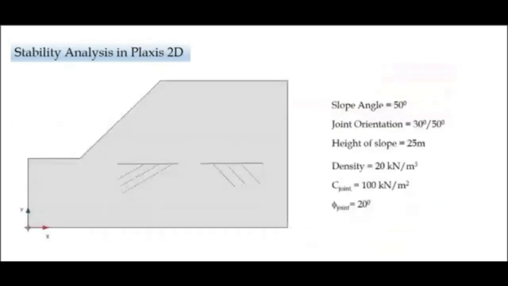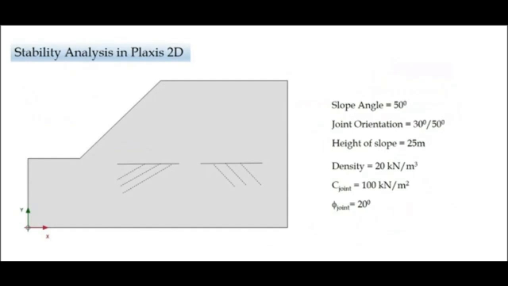So this is all about the background of the safety analysis, which you can use for carrying out any rock slope stability analysis in Plaxis. Today what we are going to do is demonstrate to you the features available in Plaxis 2D for carrying out slope stability analysis using the jointed rock model.